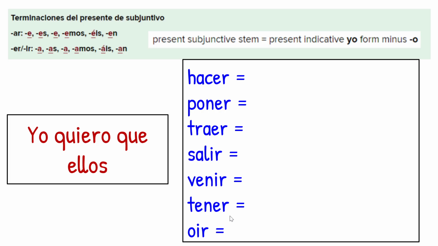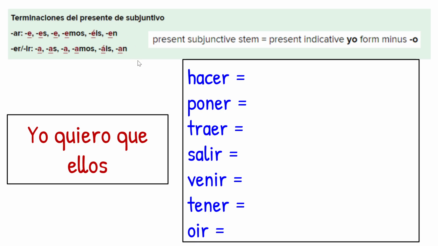What happens with yo-go verbs? Same thing. We're going to go to the yo form, pick up the spelling idiosyncrasies, and then change to the opposite vowel. Yo quiero que ellos, okay? Ellos, now I'm in third person plural down here.